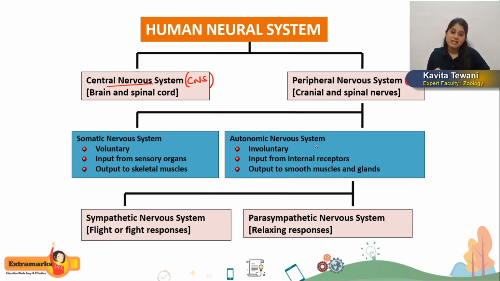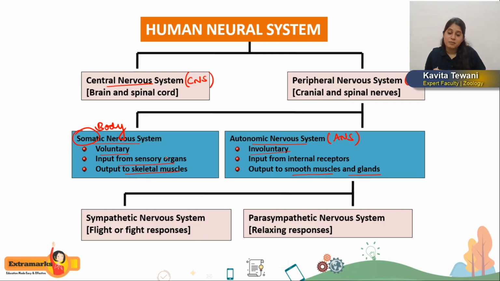But when I talk about PNS and try to divide it, we see that it is subdivided into somatic nervous system and autonomic nervous system. Whenever you see this term soma or somatic, it always means body. Somatic nervous system and autonomic nervous system are the two systems into which the peripheral nervous system is divided. The somatic system gives output to skeletal muscles, and the autonomic nervous system, which you can call ANS in short, gives output to smooth muscles and glands. So this is voluntary, it is involuntary. Voluntary means under one's own control, and involuntary means not under control.